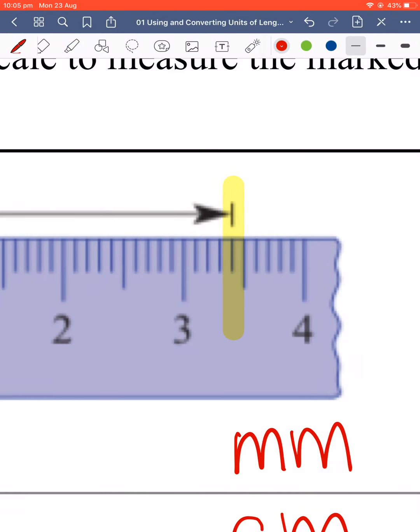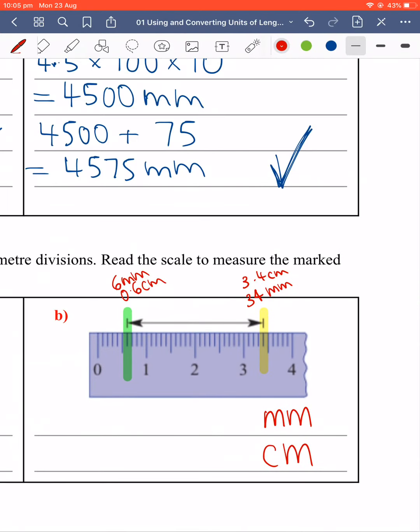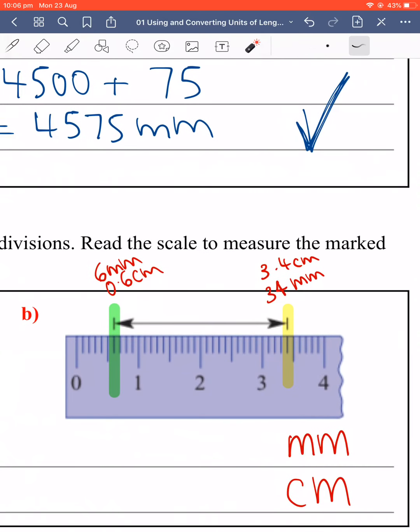So let's write that in. I have 3.4 centimeters, or 34 millimeters. Now we need to see the difference between these two numbers to find out what our answer is. So let's match up our millimeters. If I'm going from 34 and I'm taking away 6, I will end up with my lovely answer of 28.